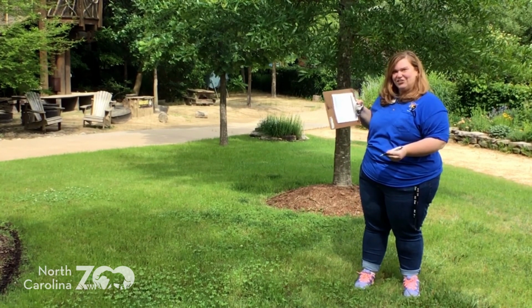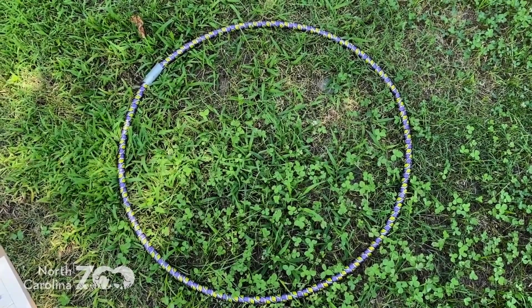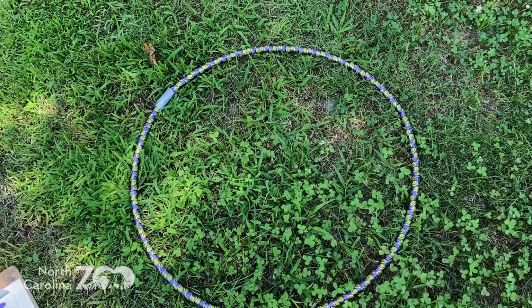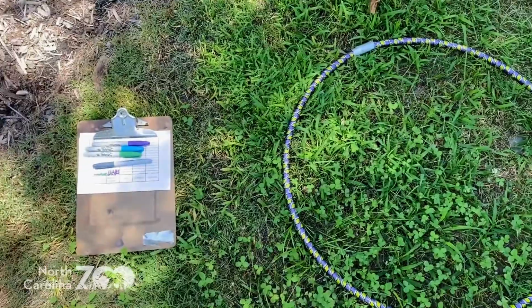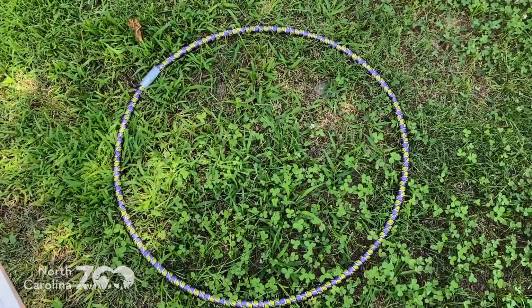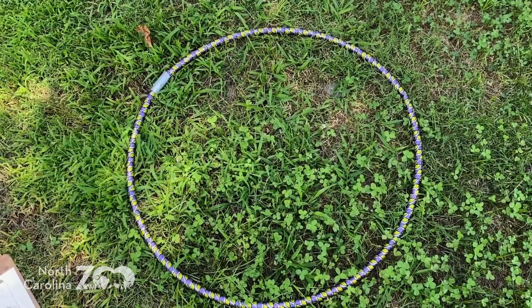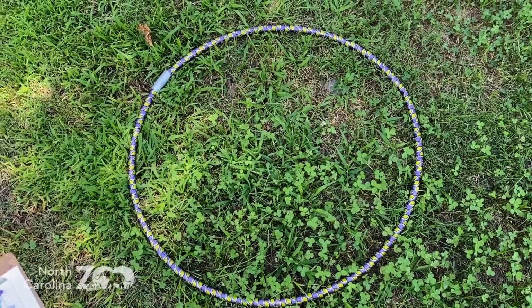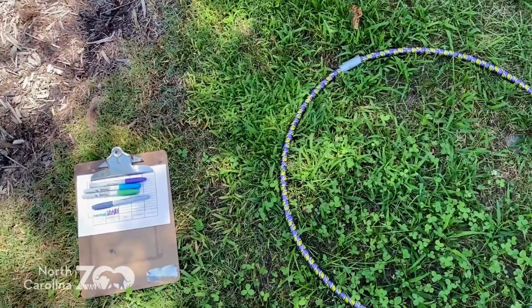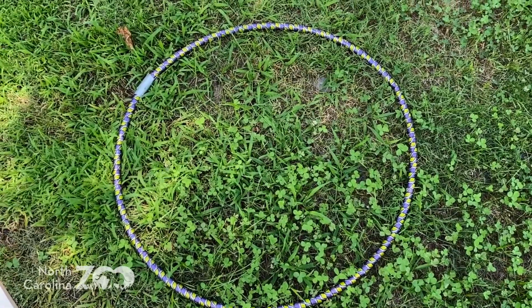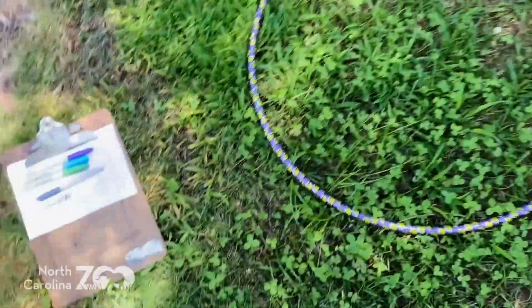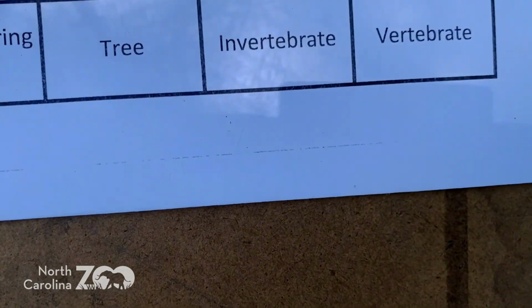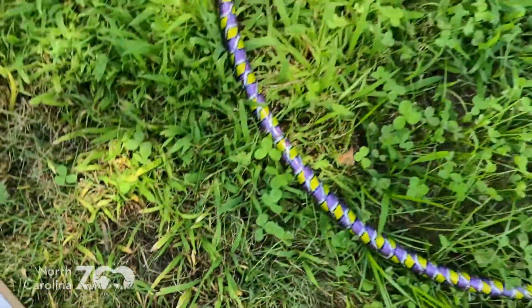All right, let's take a closer look. And now it's time to dive deeper. I have my plot that I'm going to use, so everything inside of this circle. And then I also have my paperwork and some pens. Now, I use different colors for the different types of things, but you don't have to do that. You can just use one marker for all, pen, pencil, no big deal. But my sheet is divided into different sections of different types of plants and animals. So we have flowering plant, non-flowering plant, tree, invertebrate, and vertebrate.